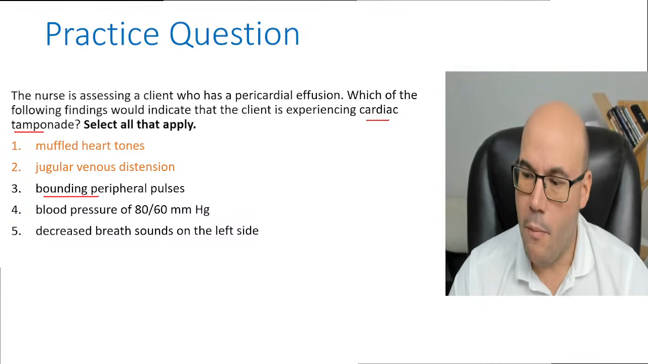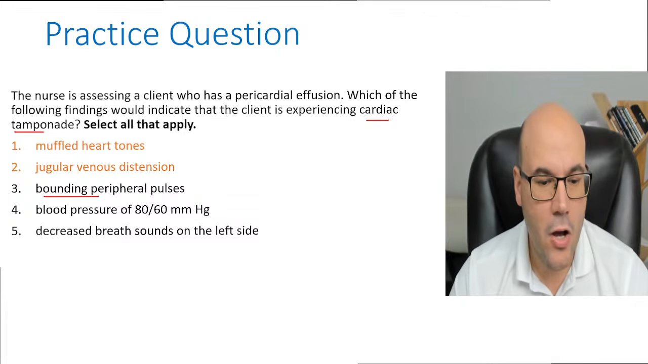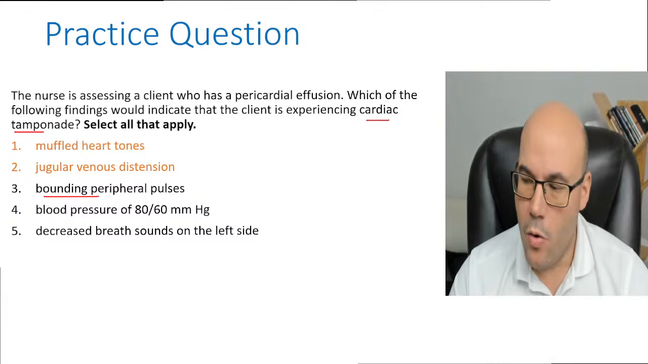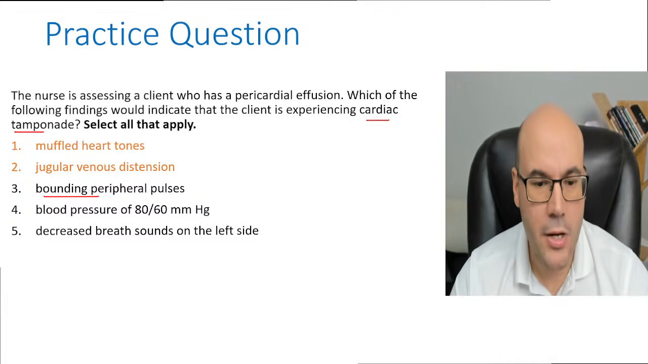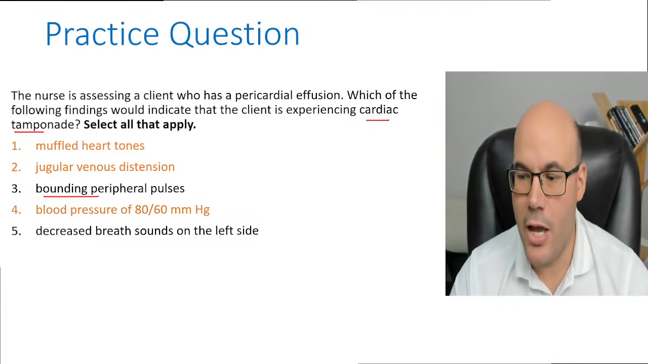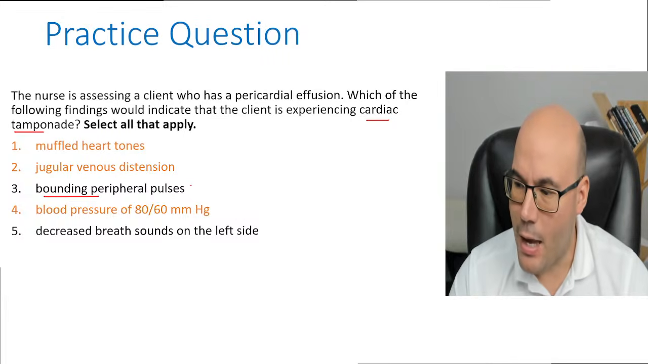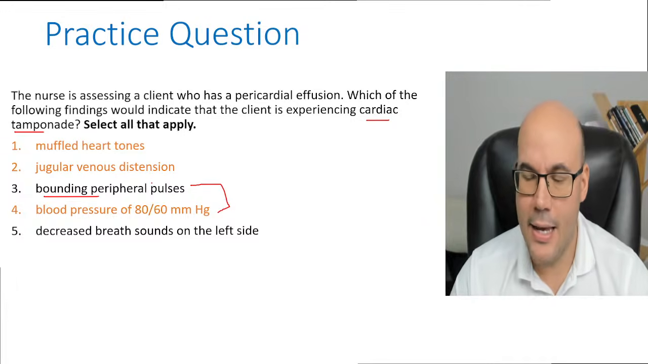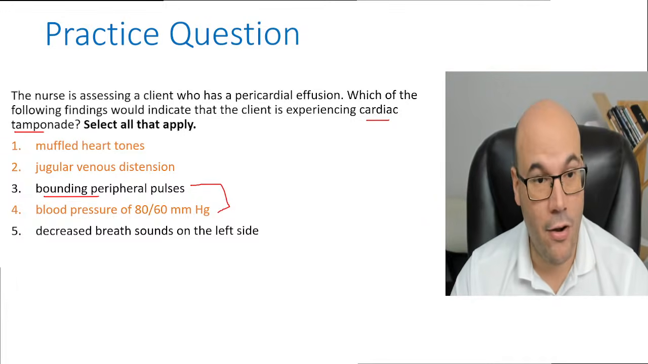Number 4, blood pressure of 80/60, hypotension. Remember, we can see hypotension and a narrow pulse pressure. So number 4 is a good finding. Now, I want you to take a second to analyze answers 3 and 4.